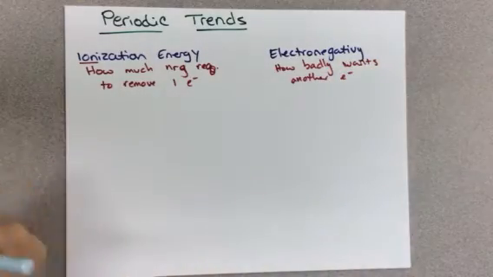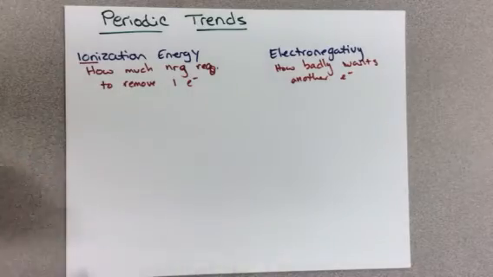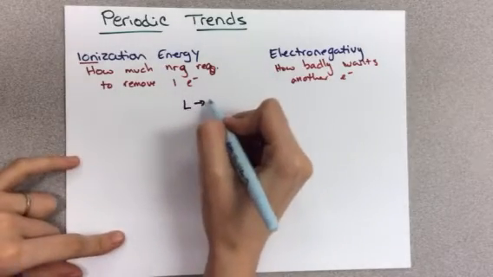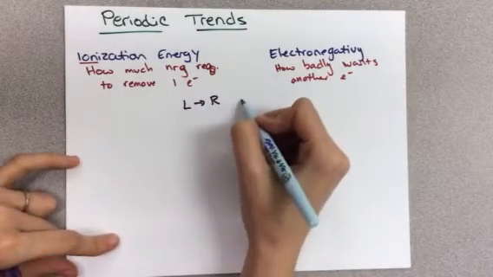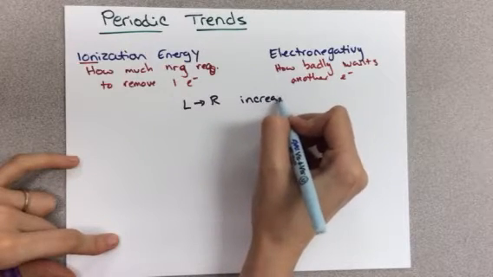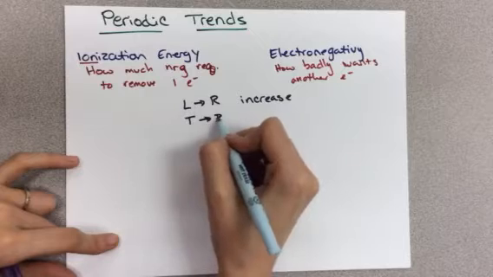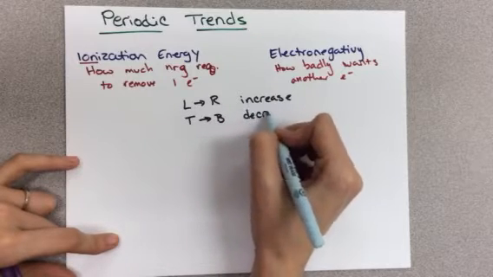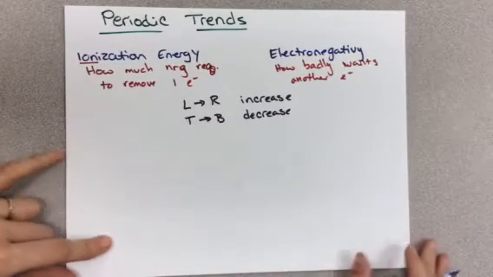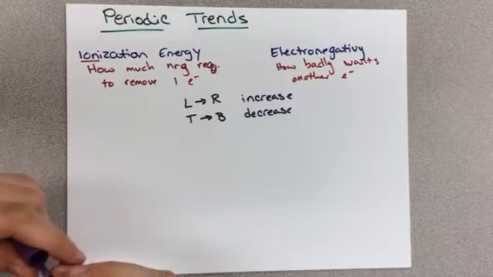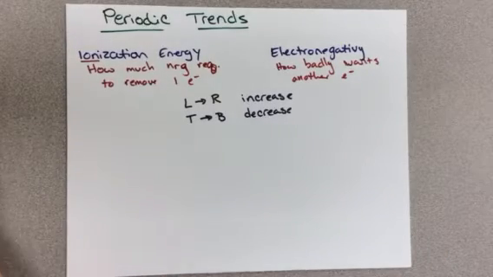So what you'll notice about both of these trends is that as you go from left to right along the periodic table, they both increase. And as you go from top to bottom, they both decrease. And mostly for the same reasons, but we'll look at some differences in just a second.